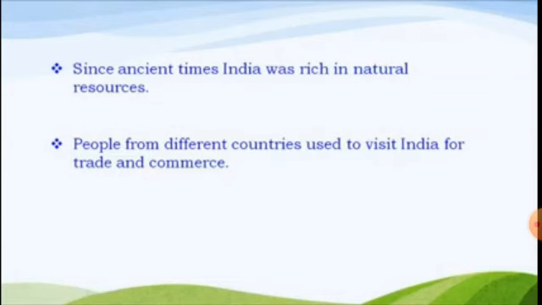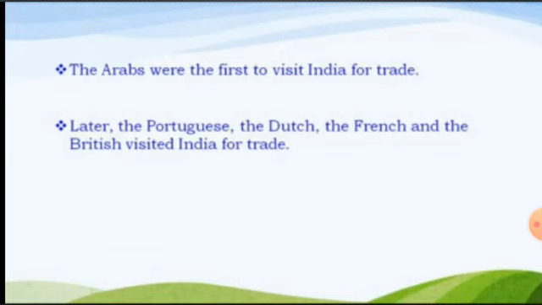You know, since ancient times, India was rich in natural resources. As we already studied about one of the major natural resources of India in our previous chapter, that is mineral resources. People from different countries used to visit India for trade and commerce. Why so? Because India was rich in natural resources. The Arabs were the first to visit India for trade. Later, my dear kids, the Portuguese, Dutch, the French, and the British visited India for trade.